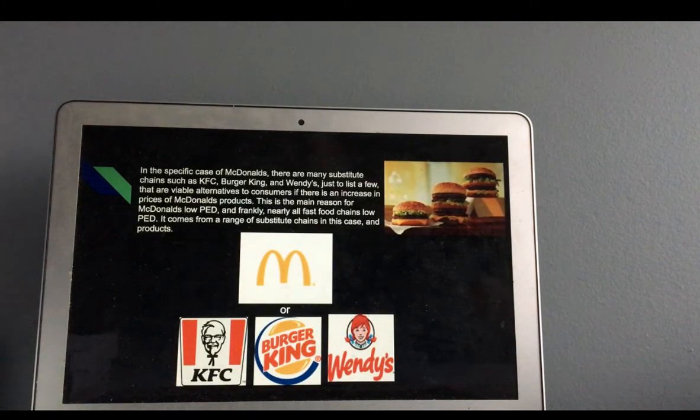So in the specific case of McDonald's, there are many substitute chains such as KFC, Burger King, and Wendy's, just to list a few, that are viable alternatives to consumers if there is an increase in prices for McDonald's products. This is the main reason for McDonald's high PED, and frankly, nearly all fast food chains' high price elasticity of demand. It comes from a range of substitute chains, and in this case, products as well.